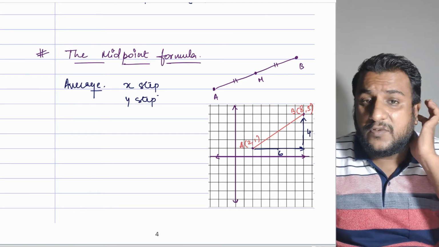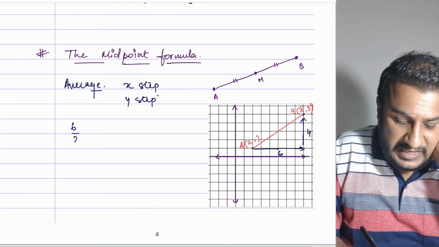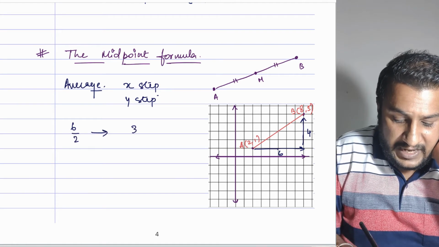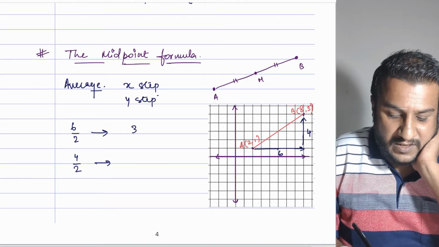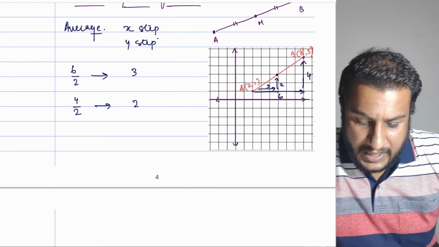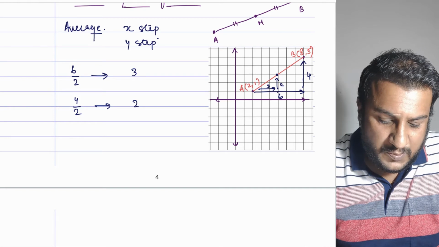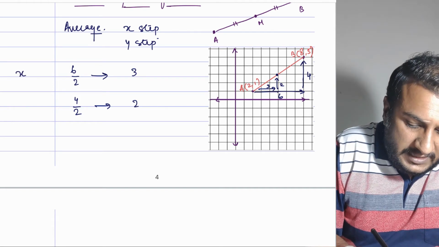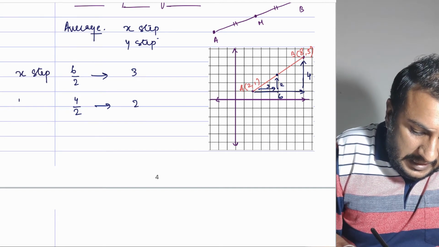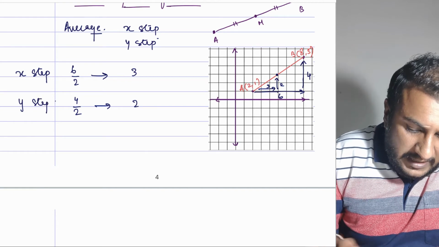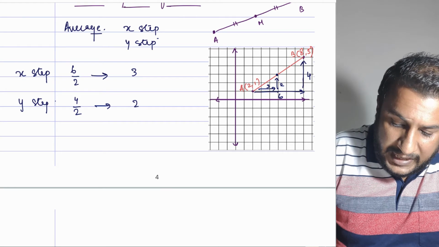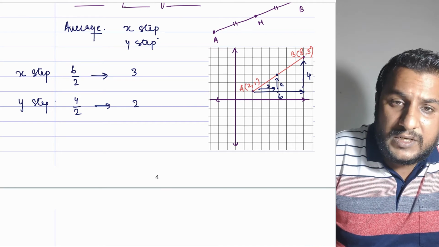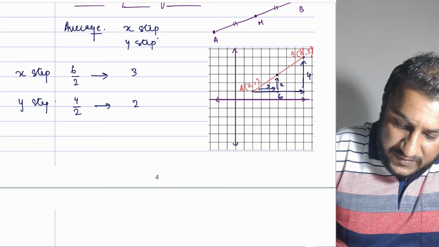Now, average of horizontal step, that is 6 by 2, which is 3, and average of your vertical step, that is 4 by 2, which is 2. So once we figure out this part, how many steps we have moved in x and how many steps we have moved in y, it becomes very easy to find out the midpoint. So from your point A, you have moved 3 in horizontal, 2 in vertical. So this gives you the coordinate.